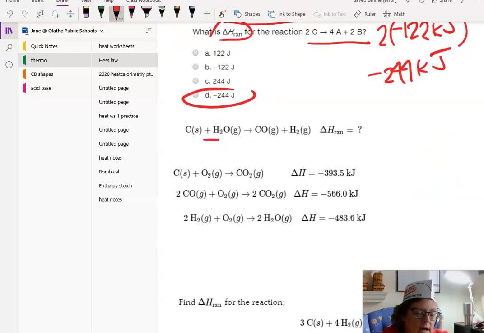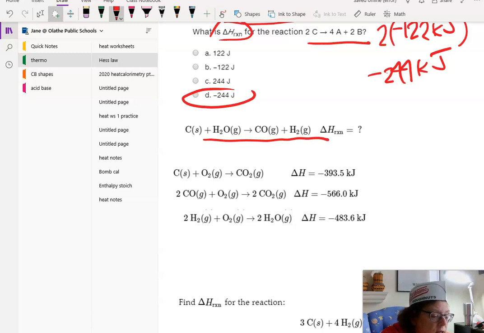Okay, next one. If this is our reaction, and these are the pieces that make it up, what we have to do is put these together, and it becomes a puzzle. I think this is why I like Hess's law so much. If we were at school, I have manipulatives where you can move pieces around. I can't do that here with you, I'm sorry, but you could make your own and manipulate them.